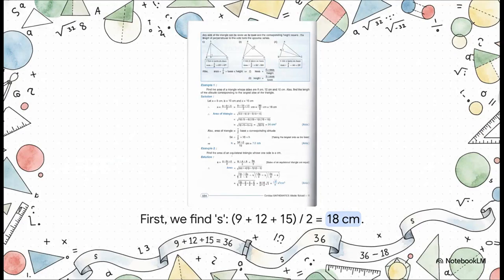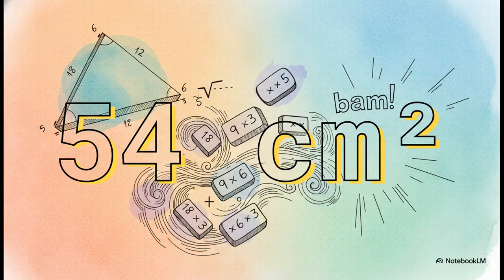Okay, step 1, find the semi-perimeter, which the formula calls S. Now that sounds fancy, but it just means half the perimeter. So we add up our sides, 9 plus 12 plus 15 gives us 36. We cut that in half, and there's our S value, 18 centimeters. Easy. Now we plug everything we have into Heron's formula. So that's the square root of 18 times, 18 minus 9, 18 minus 12, and 18 minus 15. You run the calculation and boom! The final answer is 54 square centimeters. See how cool that is?